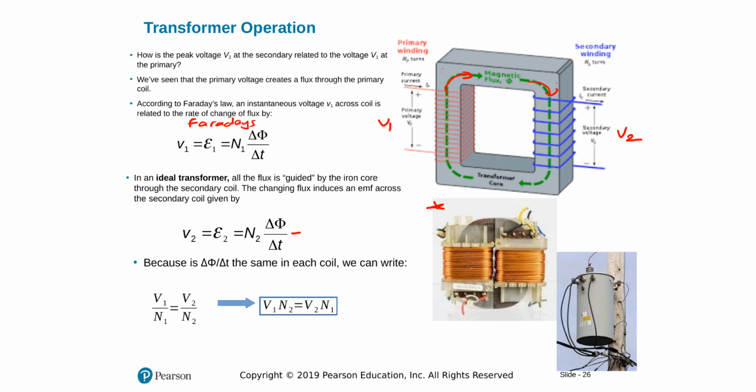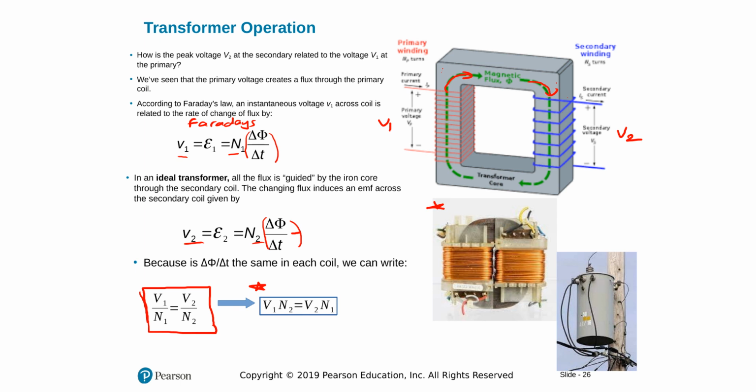Since delta phi over delta t is the same on both sides, we can write V1 over N1 equal to V2 over N2. And from this equation we can rewrite a more useful form, but you can also use this form of it. V1 times N2 is equal to V2 times N1. So if I know the other three values, I can solve for one value. For example, if I know N2, V2, N1, I can solve for V1, and so on.